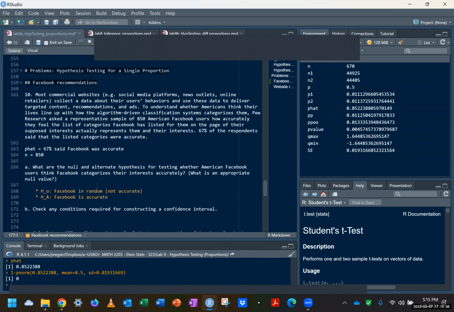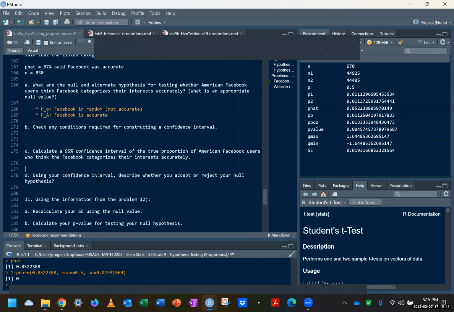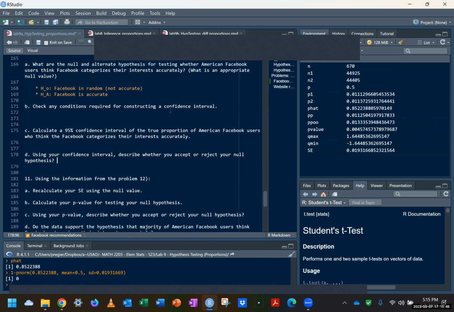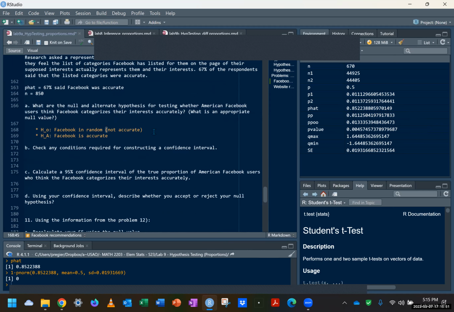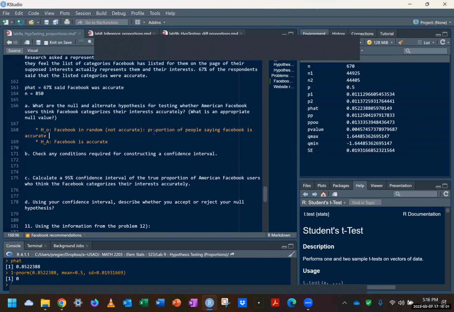And then we use our confidence interval. You can test whether it fits the null hypothesis. Oh, and we should say the null hypothesis, what's our null value? What's the actual proportion of people saying Facebook is accurate? I think this would be a case where we'd say 50% of people, because there's two options, accurate, not accurate. So we want to test, does our confidence interval contain this value? If it doesn't contain this value, we can reject our null.